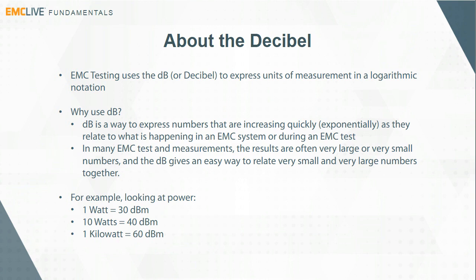And also, when you're expressing limits, like an emissions limit that goes from 10 kilohertz to 18 gigahertz, that's a very wide range of frequency. However, if you express it logarithmically, you can show it on one piece of paper. You can show it on one graph. So the dB becomes a very powerful tool in our industry, and that's why it's used.